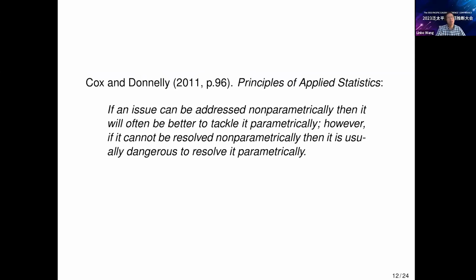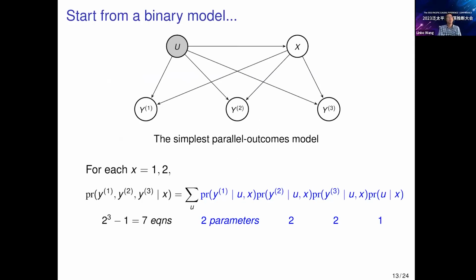So now, please let me go into a little bit of detail to explain the intuition behind our identification results. I'm going to illustrate this idea under a simple binary model where I'm going to assume that everything on this graph, U, X, Y1, Y2, Y3, are all binary, just to give you the main idea here. And I'm going to use my favorite technique in causal inference, which is counting the number of equations and the number of parameters. Here on the left, I have my observed data distribution, which is Y1, Y2, Y3, conditional on a particular value of X.